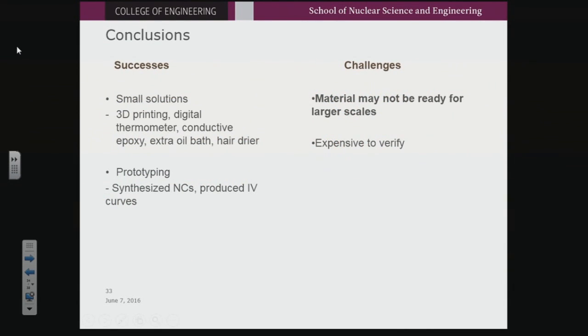So in conclusions, there's some successes and some challenges. So there's some small solutions: 3D printing, the digital thermometer, the conductive epoxy, the extra oil bath, the hairdryer. In prototyping, we did successfully synthesize nanocrystals and produce IV curves. But I think the results really show, if anything, that the material itself may not be, and the deposition methods may not be ready for the larger scales that I attempted to produce. Also, it's sort of expensive to verify. I think TEM is probably the best means of verification, and unfortunately, it's sort of hard to verify each batch.